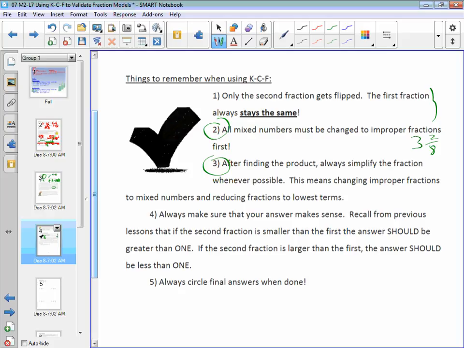Then, number 4 is big too. Always make sure that your answer makes sense. Recall from a previous lesson that if the second fraction is smaller than the first, the answer should be greater than 1. I'll show you that as we go along. If the second fraction is larger than the first, the answer has to be less than 1. And then circle your final answer. You ready to practice? First one we got. Perfect.